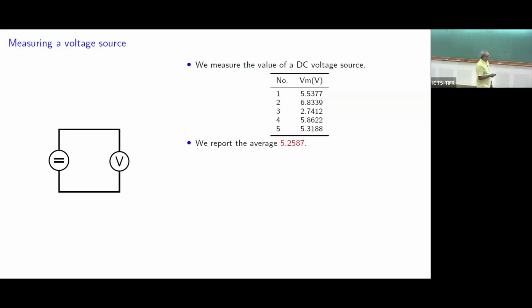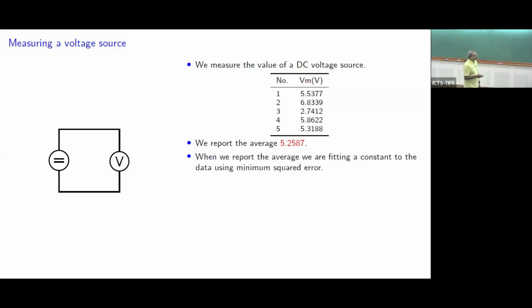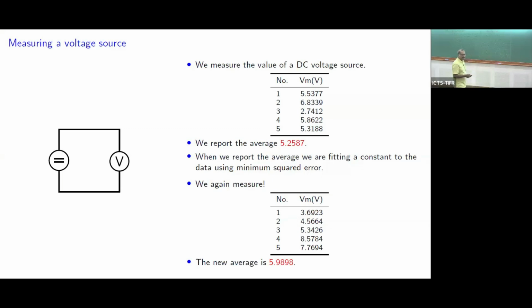So here, suppose I have again a voltage source. I'm trying to measure this voltage. When I measure this voltage, maybe I measure it using this voltmeter. Again, there is some sort of randomness in the measurement. When I measure it 5 times, I get these values. Maybe I will report the average value here. The average value is this. But suppose I again do 5 measurements, maybe I will get these values, and the average is going to be different. So again, the question is which one is correct? How do you even report these values?